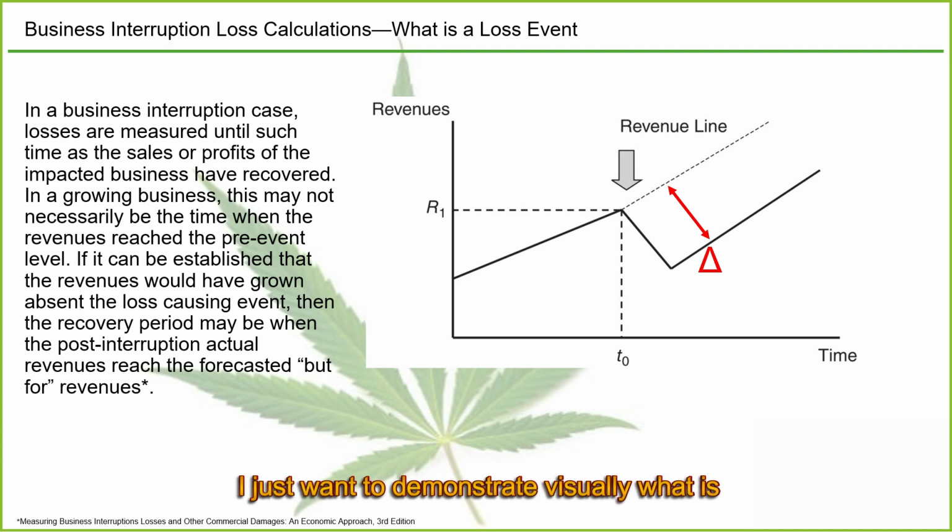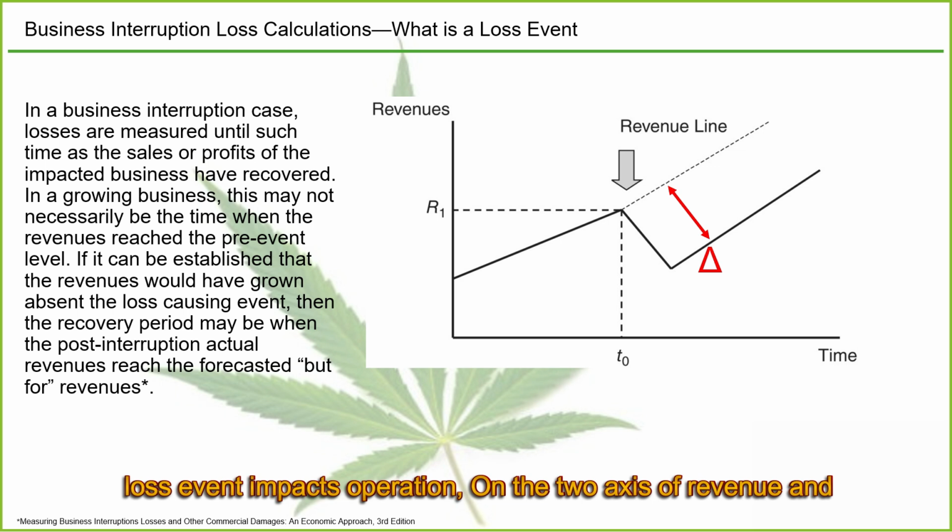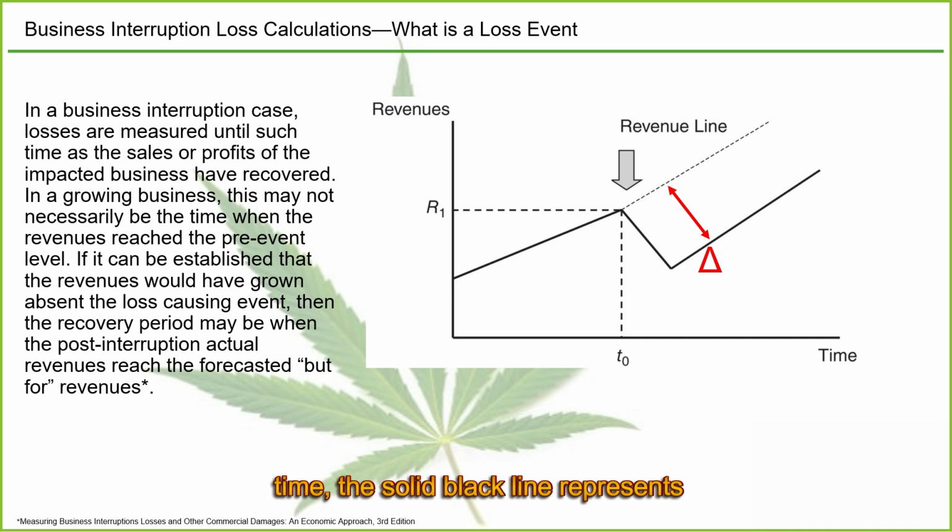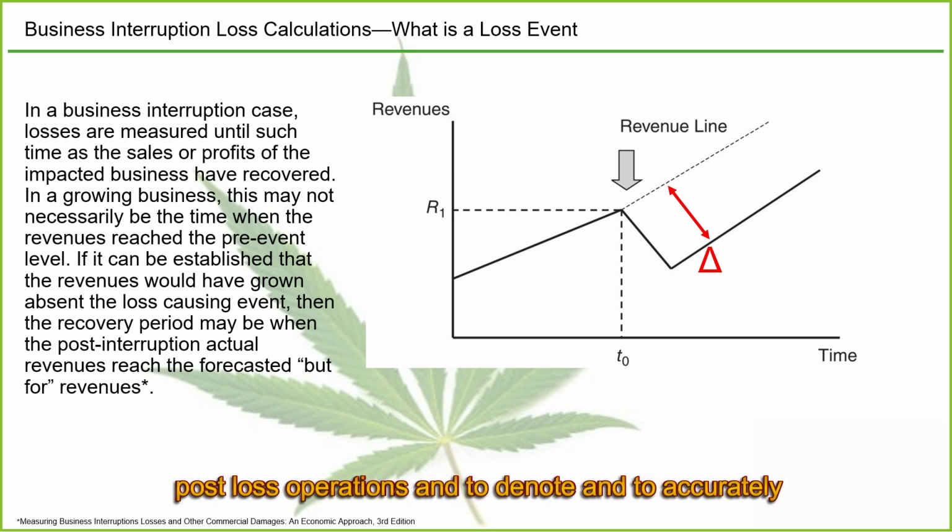I just wanted to demonstrate visually what is involved, what is a loss event and how a loss event impacts operations. So on the two axes of revenue and time, the solid black line represents operations pre-loss qualifying events, and then the operations post-qualifying event. So the whole focus of the business interruption insurance and the whole focus of where we are involved is to estimate accurately the delta between the but-for operations and the post-loss operations, and to accurately calculate what the delta is.